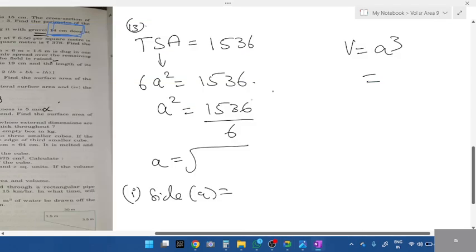Fine. Completed, students. Complete this. Find the value of side and AQ.